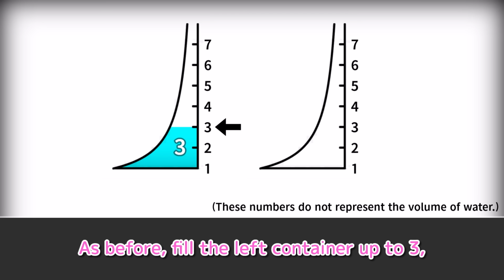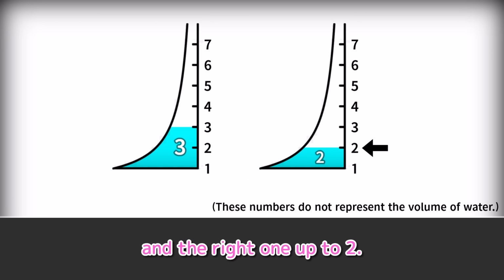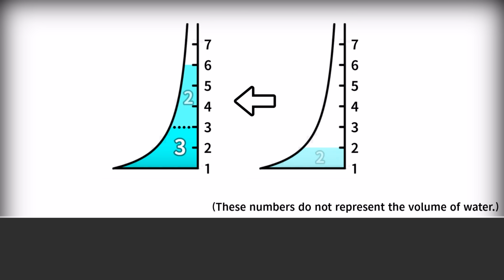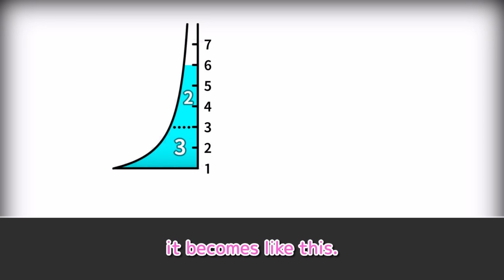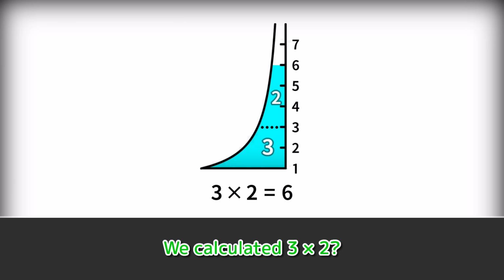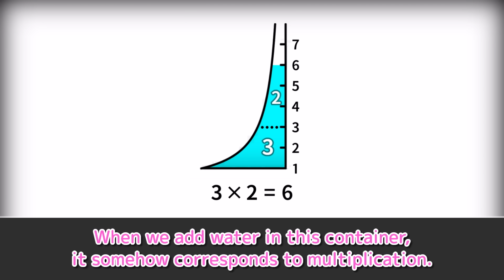As before, fill the left container up to 3, and the right one up to 2. Finally, if we pour the water from the right container into the left one, it becomes like this. The answer is 6. In other words, we calculated 3 times 2. It seems so. When we add water in this container, it somehow corresponds to multiplication.